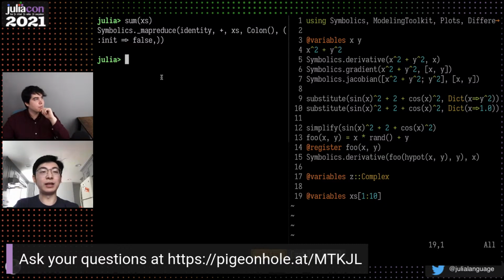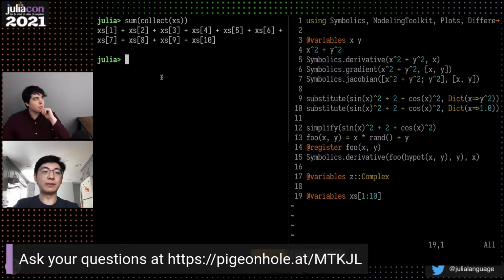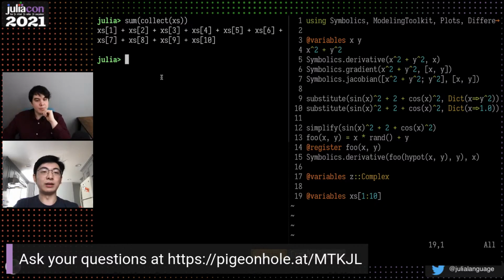If you don't want it to be lazy, then first you can collect xx. So now you get a vector of num, where num is the symbolic scalar. And then we can call the sum function here. This will be eagerly evaluating the summation of all the scalar valued symbols.